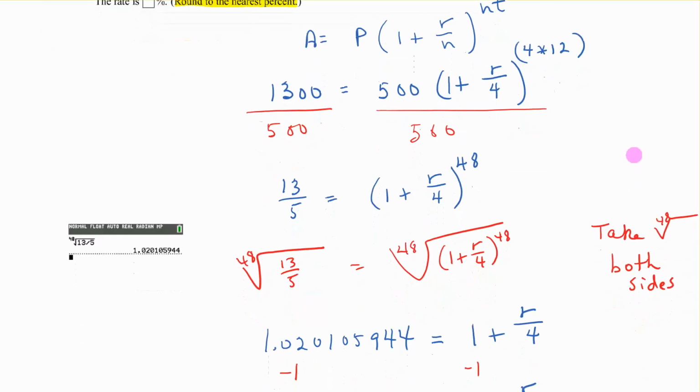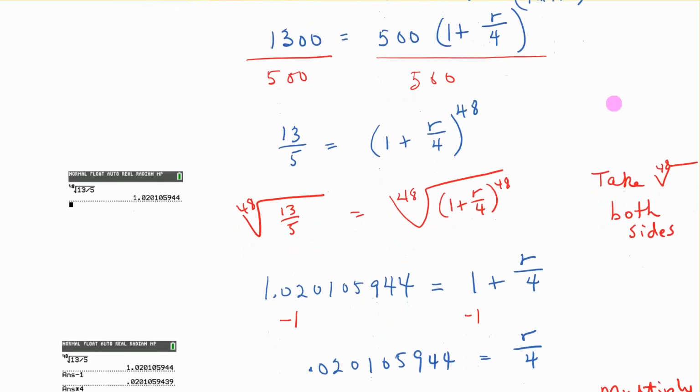So let's do what we can. We want to isolate this, get this 500 out of here. So we'll divide both sides by 500. Simplifying, we get 13 over 5 equals 1 plus r over 4 raised to the 48. I went ahead and multiplied that. Well, I can't do anything as long as this r is locked up in here. So let's take the 48th root of that, and that will get rid of that power.